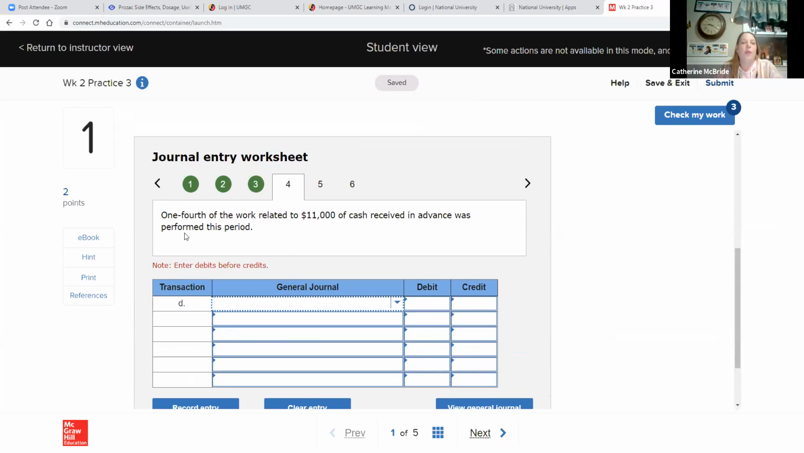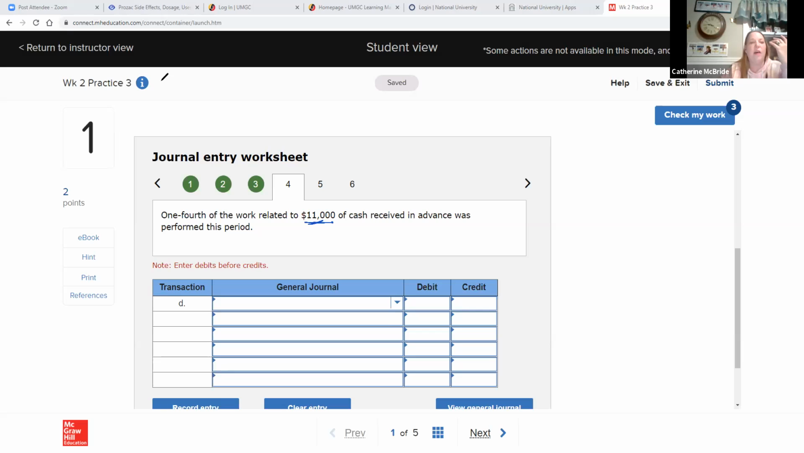All right, so the next one. One-fourth of the work related to $11,000 of cash received in advance was performed this period. So the first thing that you have to think about is, what happened before? What's happening now is we've performed work that they gave us $11,000 for before we ever did any work. So you have to think, what was this $11,000?